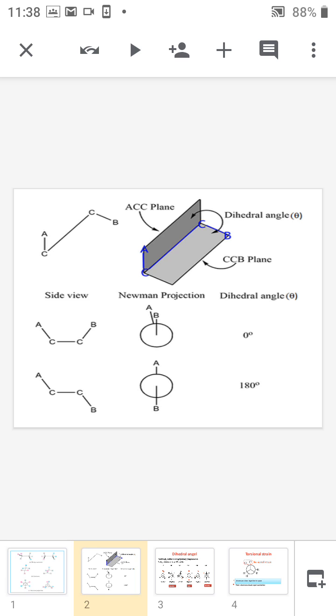The first plane represents the ACC bonds, and this plane is known as the ACC plane. The next bonds, that is the CCB bonds, are represented in another plane, that is the CCB plane. So the angle between these two planes is known as the dihedral angle.